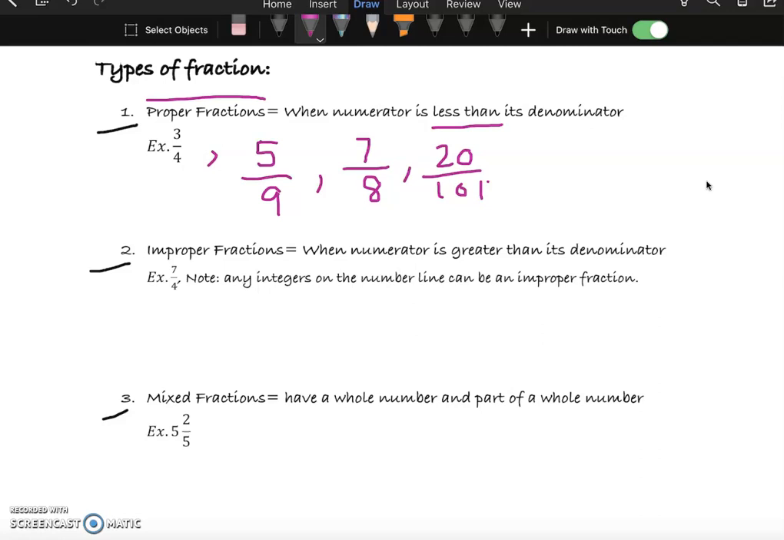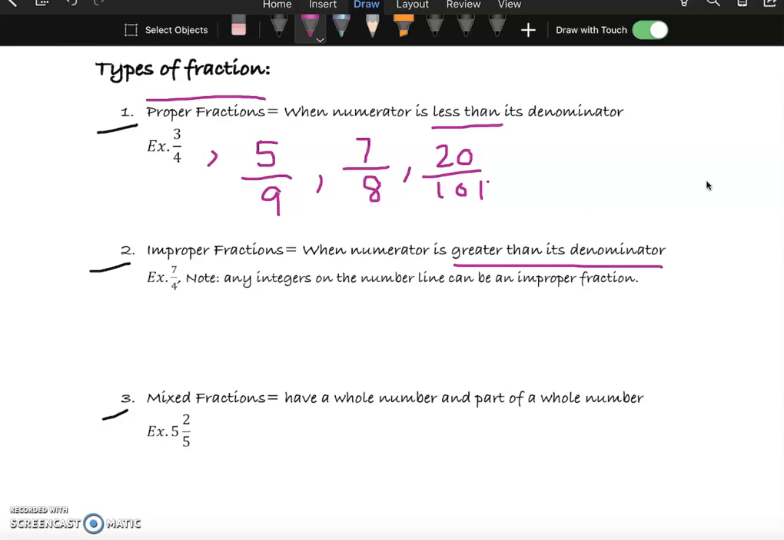Sometimes I want to say proper means it's possible, it is okay, and improper means it's not proper, it's not normal. So for improper, the numerator is greater than the denominator, it's just the opposite. Any integer on the number line can be an improper fraction. I'm going to explain what that means.